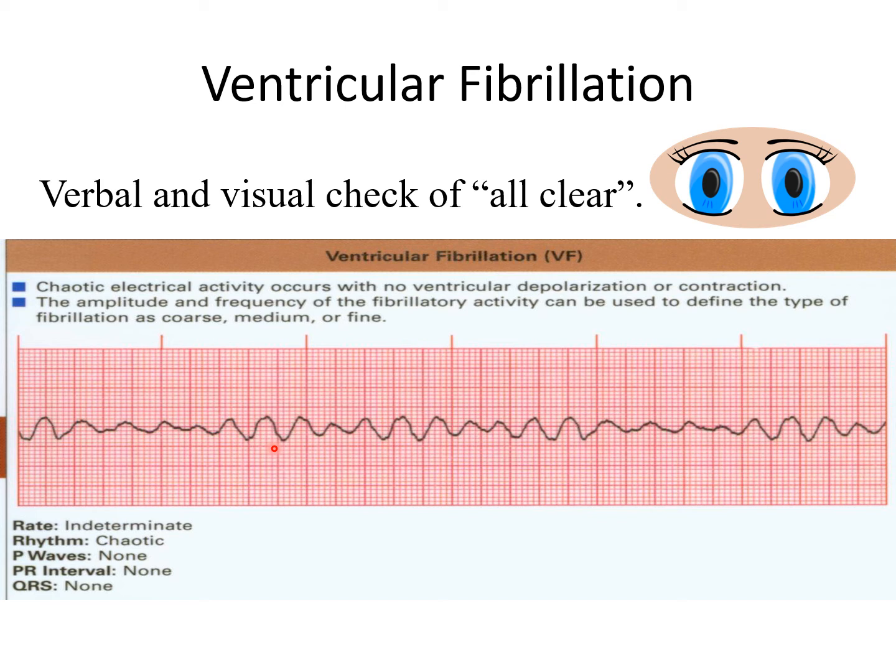Again, we have to realize this is life-threatening, and the reason it's life-threatening is because of severely decreased cardiac output. The ventricles are not contracting, they're not moving the blood forward, they're just simply quivering. Now, we can save these people. This is great.